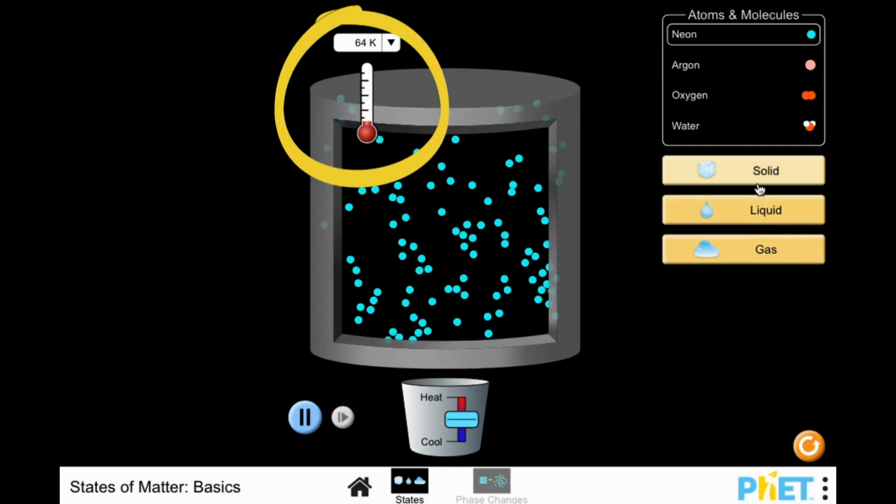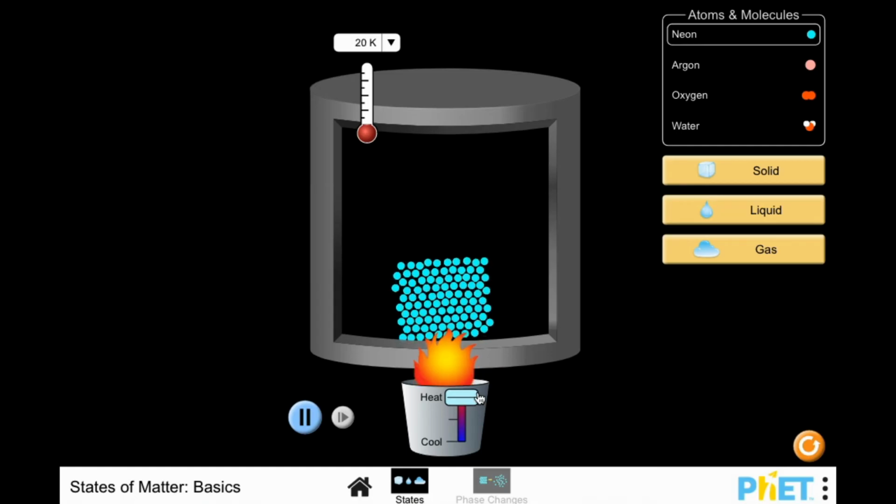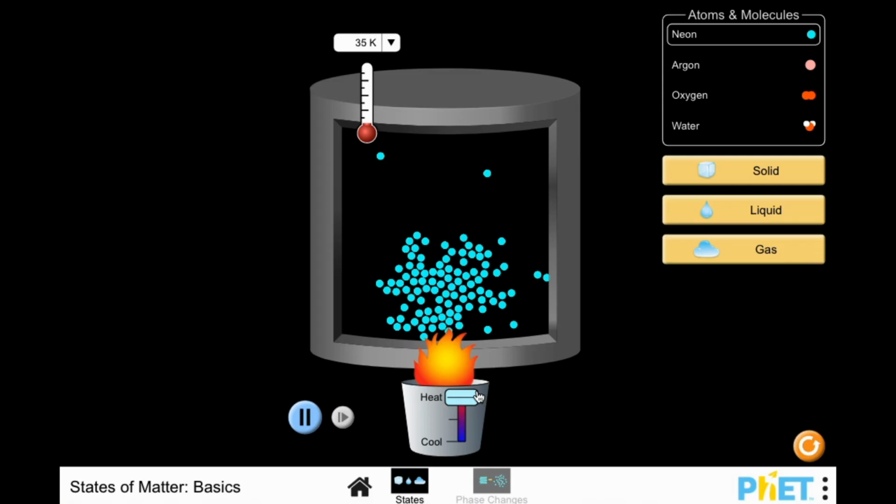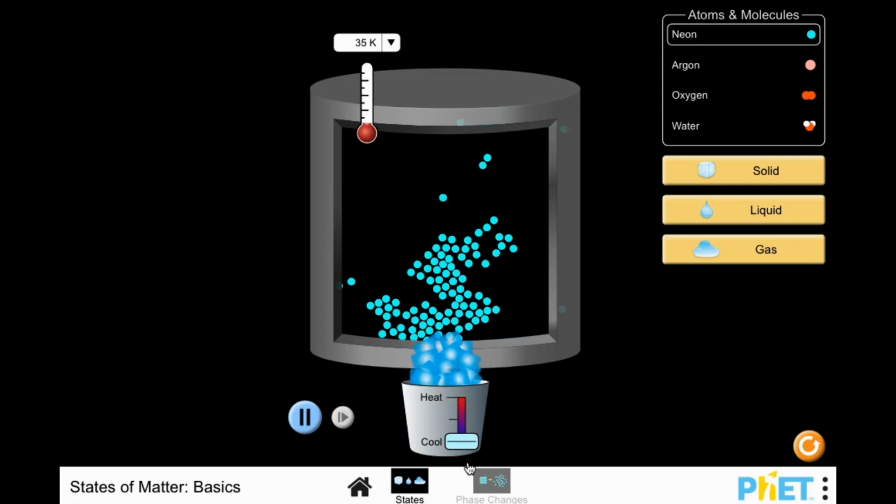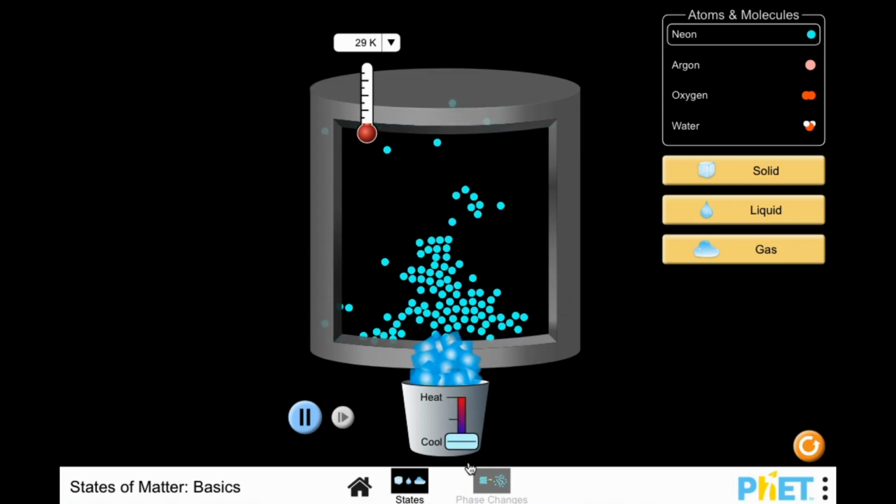Watch that thermometer and play around with heating and cooling the substances. Make sure you give yourself plenty of time to really understand what's going on with this simulation. It can be really useful in understanding what's going on in our wild, wild Earth.